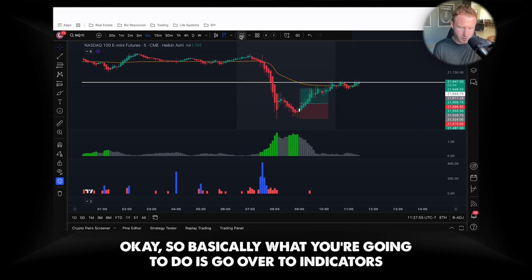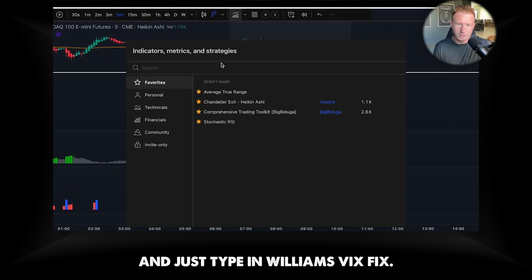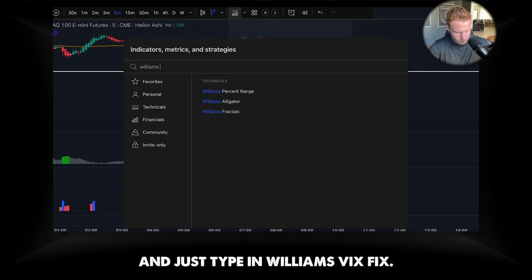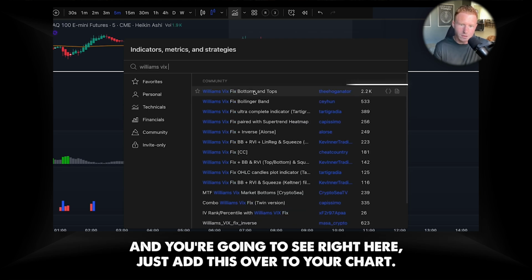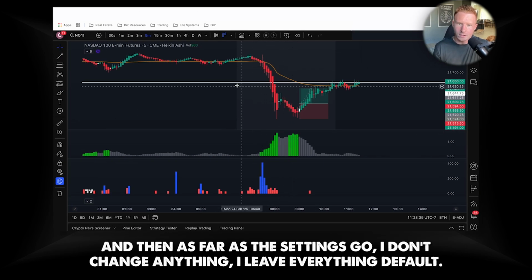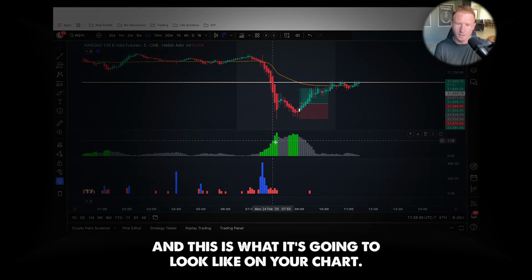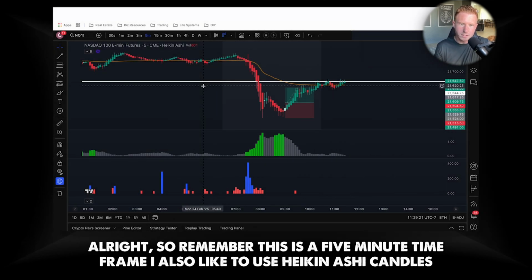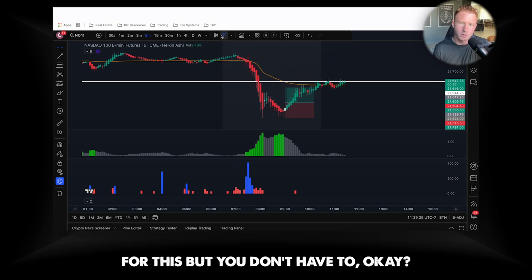Okay, so basically what you're going to do is go over to indicators and just type in Williams VIX Fix. And you're going to see it right here. Just add this over to your chart. And then as far as the settings go, I don't change anything. I leave everything default. And this is what it's going to look like on your chart. All right, so remember, this is a 5-minute time frame. I also like to use Heikin-Ashi candles for this, but you don't have to.